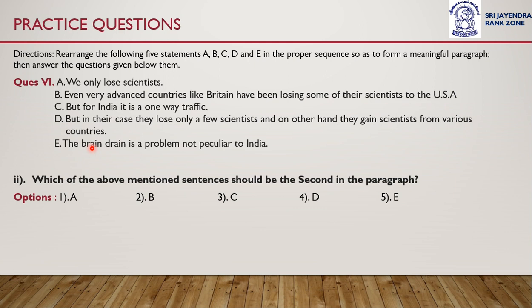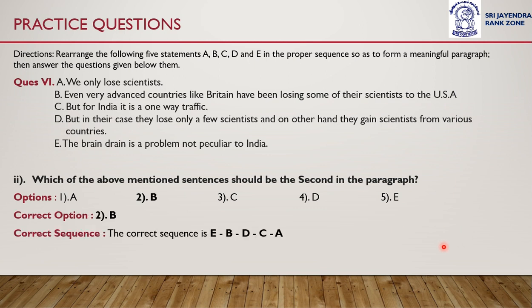So which of the above sentences should be second in the paragraph? We already have E, then we have B. B should be the second of the mentioned sentences. So the second sentence is option 2, B.